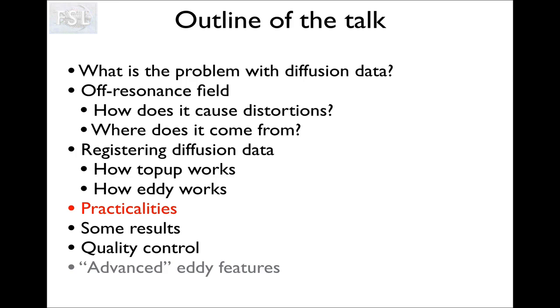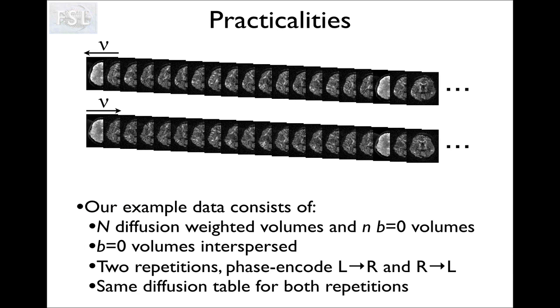And what I'm going to do is take two examples. One is taken from EDDY-data, which is a little bit more complicated, and another one that might be a bit closer to the kind of data that you would collect on a day-to-day basis. So the first example is EDDY-data. What this data consists of is a large number of diffusion-weighted volumes and a smaller number of B0-weighted volumes that have been interspersed among the data. There are two repetitions of all the data, so they're acquired with phase encoding left-right and phase encoding right-left, i.e. with distortions in opposite direction.